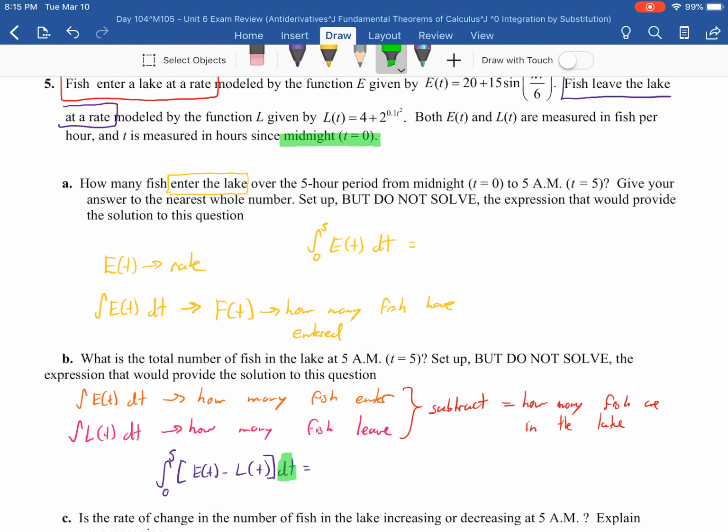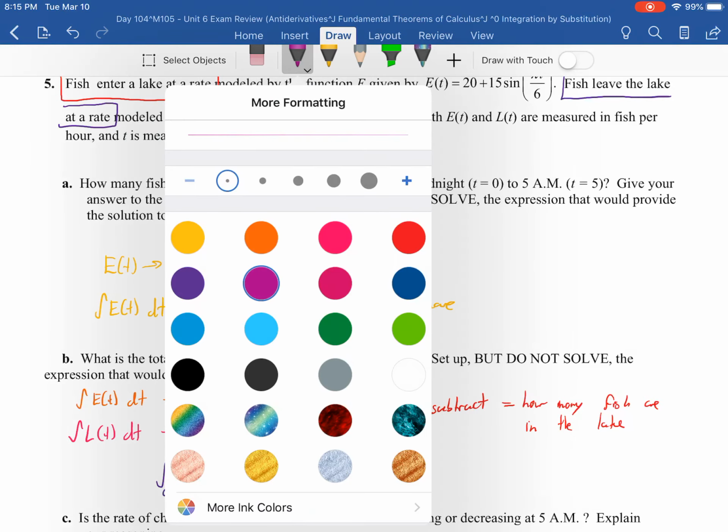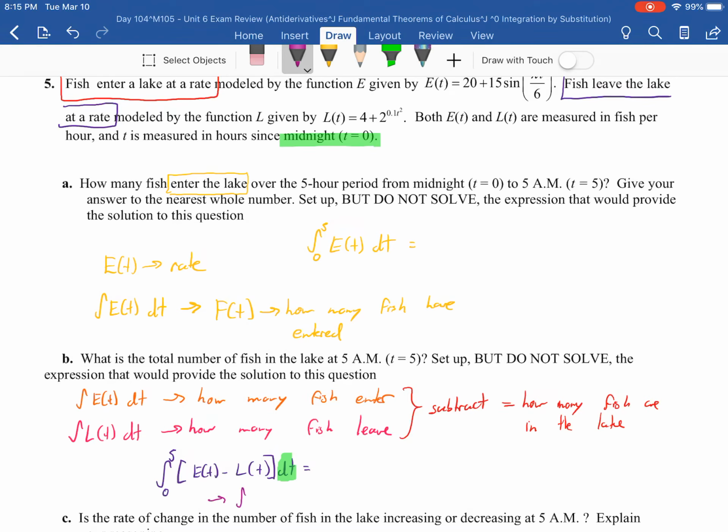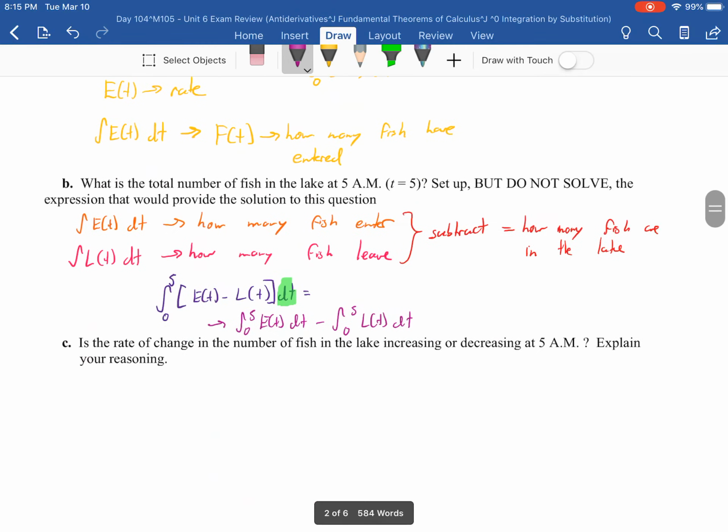At the same time, another thing is you could also write this answer as 2 separate integrals. So you could have written this as the integral of 0 to 5 e of t dt minus the integral of 0 to 5 L of t dt. That is also a perfectly acceptable answer because that follows from the property that if you take the integral of the difference of 2 functions, you can separate those 2 functions and just take the integral of them separately. So you could do that too. So that's part B.